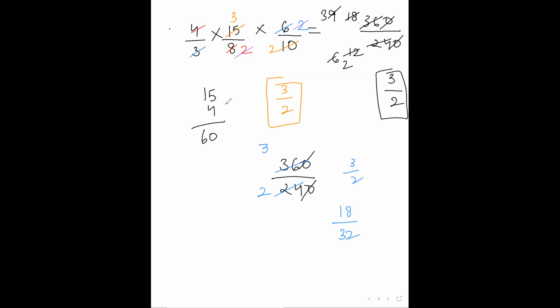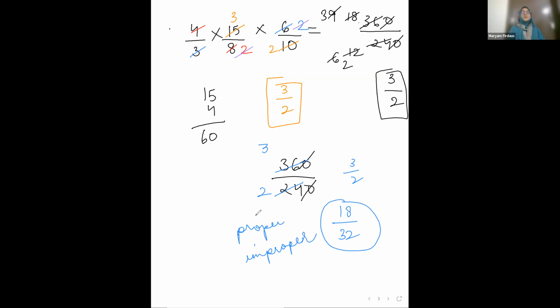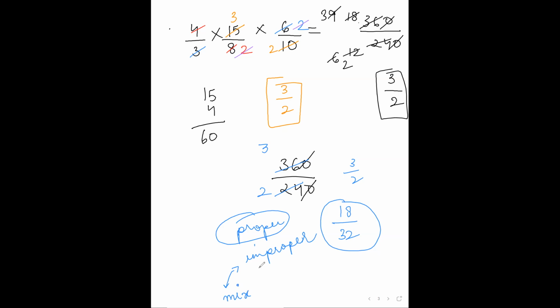After reducing it to the simplest form, do we also have to write it as a mixed fraction? If it is an improper fraction, then you have to convert it to a mixed fraction. Like for example, this 18 by 32. Is this a proper fraction or improper? Sorry, proper. So it's a proper fraction, right? So you don't need to change it. Improper fraction is the one that you can change to mixed fraction. You can't change a proper fraction to mixed fraction.